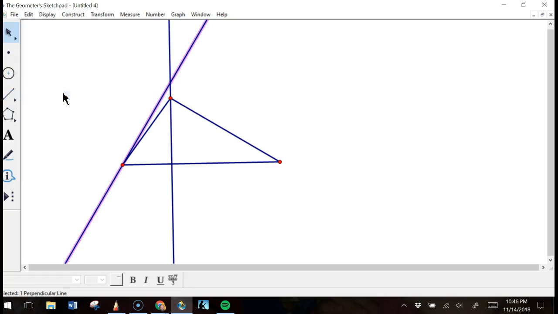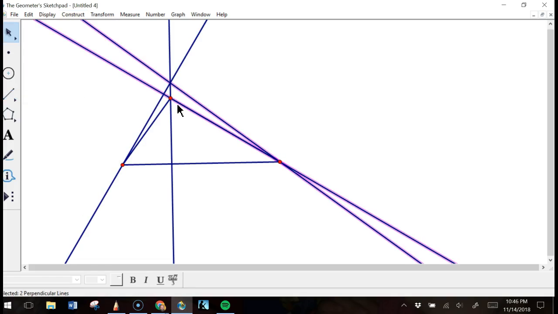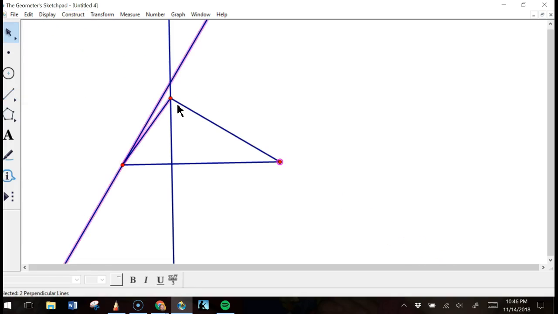There is the second altitude. Aha! We're going to notice something here. And we're going to construct the third altitude. And please note that, oops, one too many lines there. Let's do that again. Construct the third altitude.